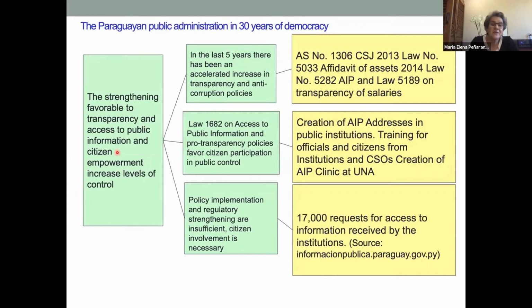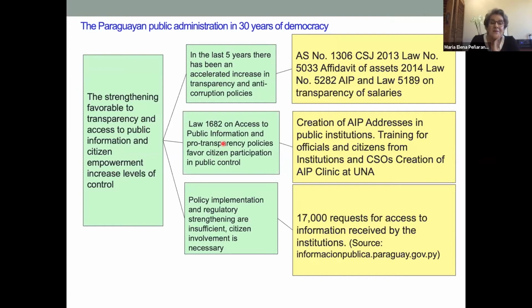public information and citizen empowerment increases the level of control. This is more theoretical, where they analyze 5 years of increased transparency in anti-corruption policies, and then they cite the policies and the law. So this is a very different kind of article, but the trio of arguments still works.